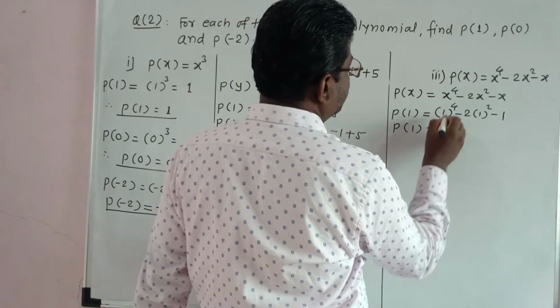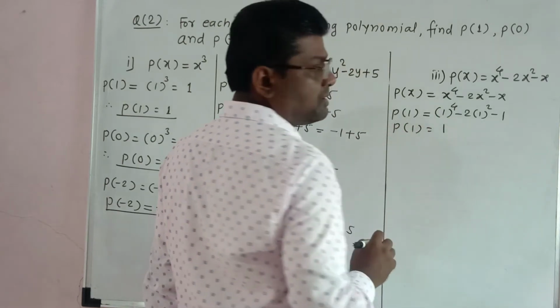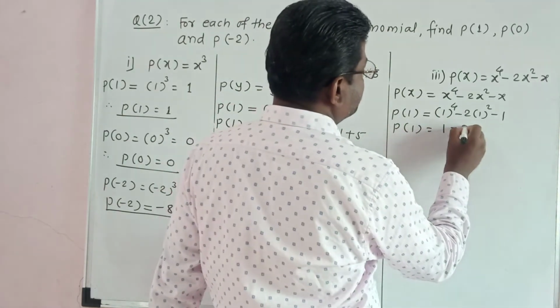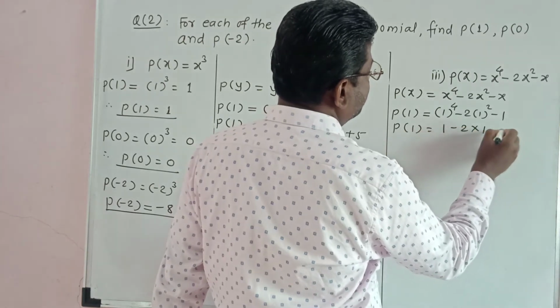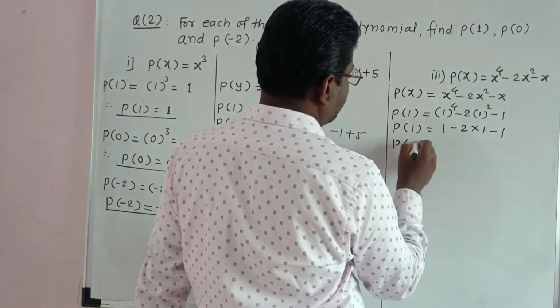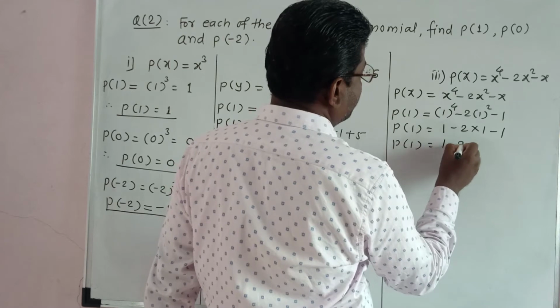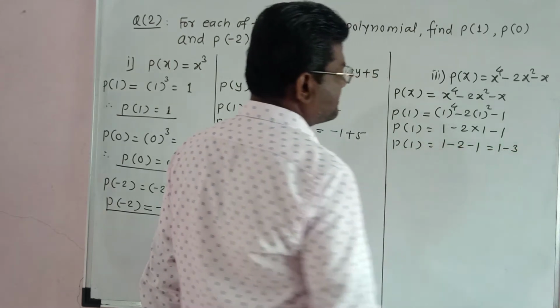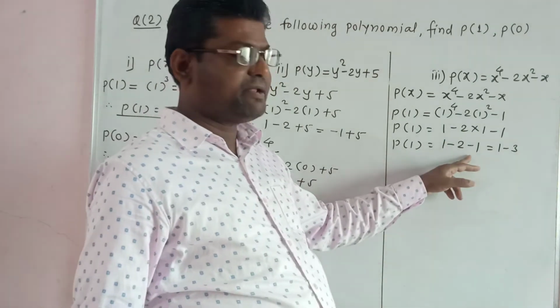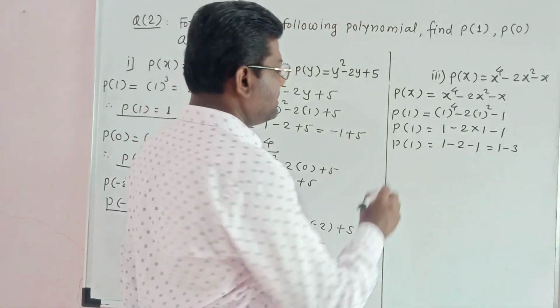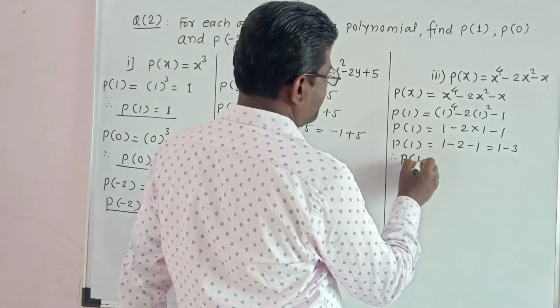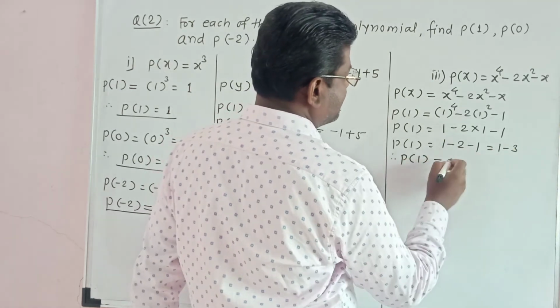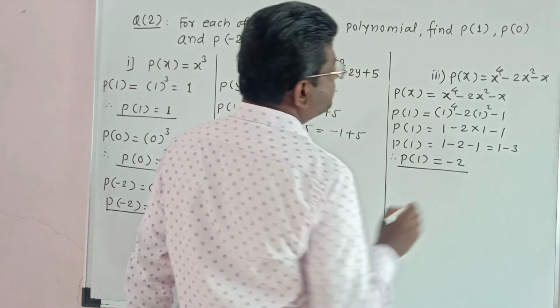Therefore P of 1 is equal to 1 raised to 4 is 1, minus 2 into 1 square is 1, minus 1. Therefore P of 1 is equal to 1 minus 2 minus 1, which is 1 minus 3. Minus 2 minus 1 will be minus 3. Therefore P of 1 is equal to 1 minus 3, which is minus 2.